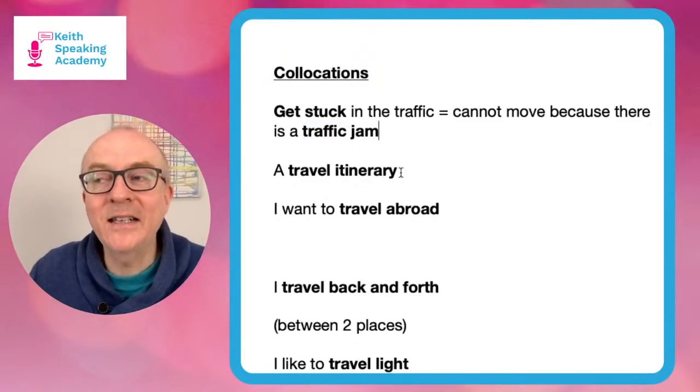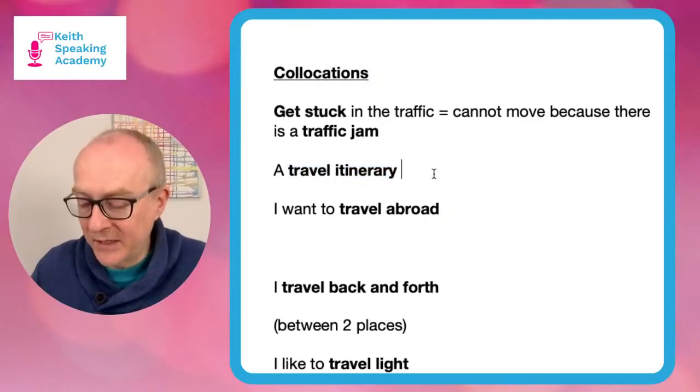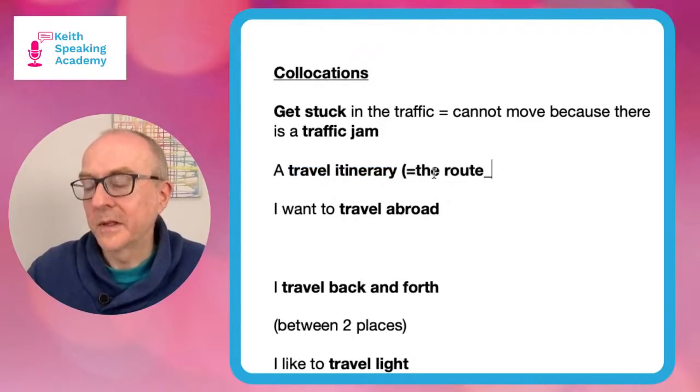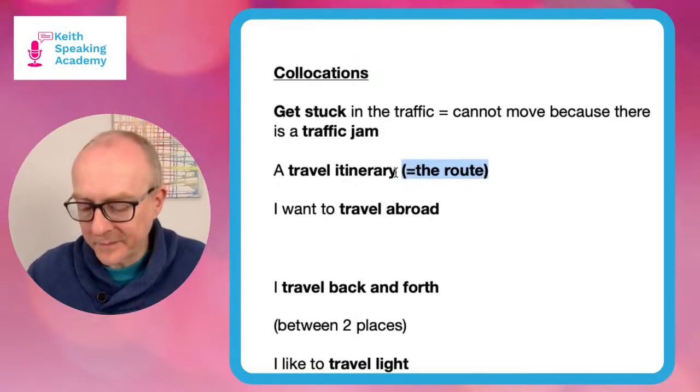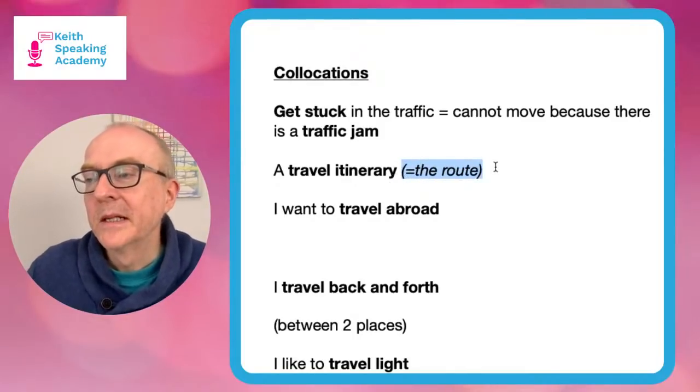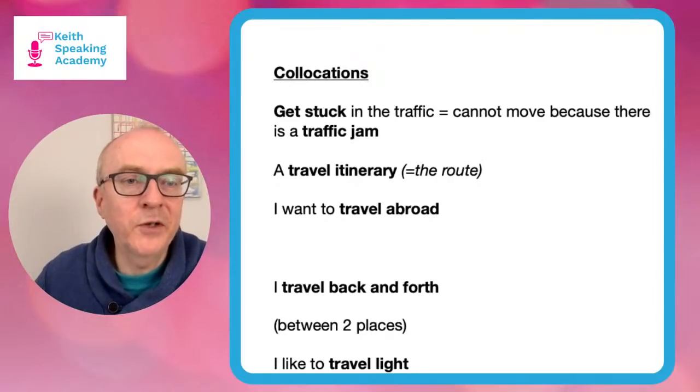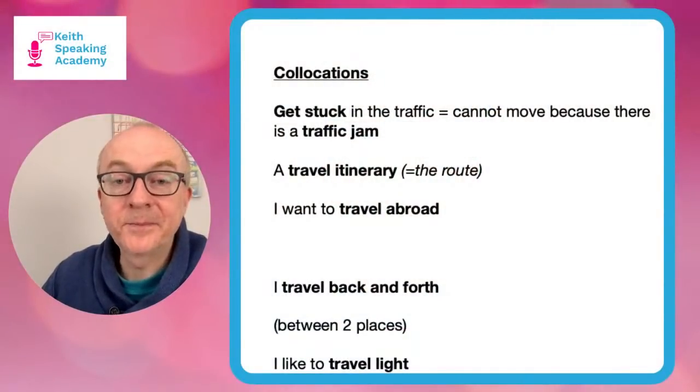A travel itinerary is another interesting collocation. The itinerary is really the route. Let me just put that up there. If you imagine you're going on a trip, and on your trip you're going from London to Paris to Australia to Canada and then back to London, that is your itinerary. It's the route. London, Paris, Australia, Canada, London. So it's very good when you're planning a trip to have a travel itinerary.